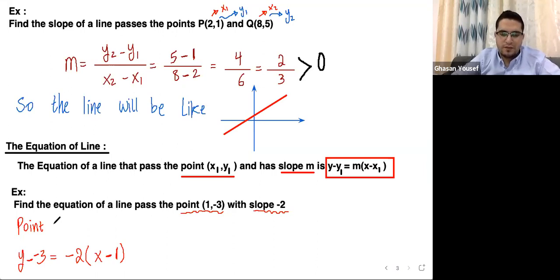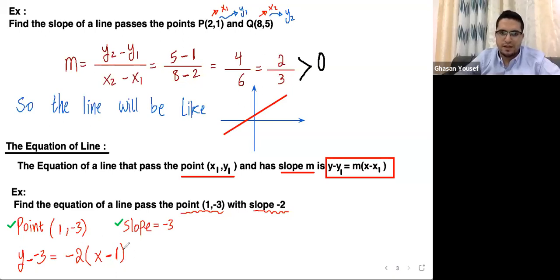So you have to know two things. Like I said, for the circle, I need two important things: I need the radius and I need the center. But for the line, I need two important things: the point and the slope. So the two important things for the line are point and slope. For the circle, I need radius and center to find the equation of the circle.